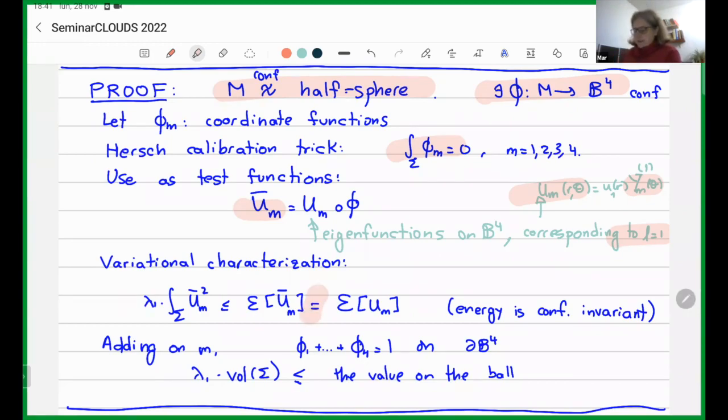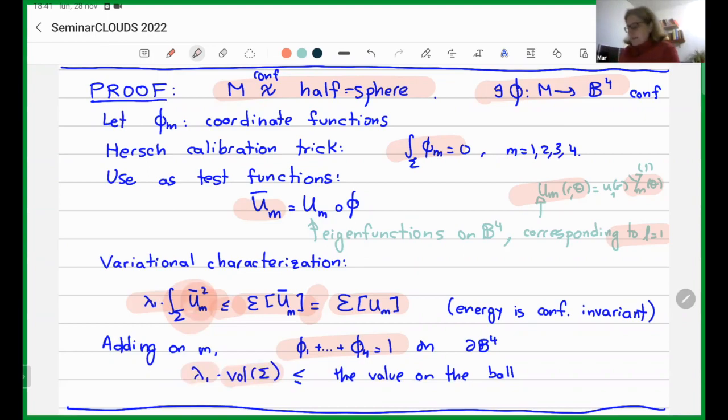Because of the conformal invariance, I can relate the energy on the manifold to the energy on the unit ball, on the ball model. And now I use the variational characterization just to say, okay, this is greater or equal than whatever happens on the boundary times lambda 1. And you realize, oh, but these coordinate functions square to 1. So when I sum on M, they are going to add up to 1, and the only thing that remains is the volume of sigma, and then the lambda 1.